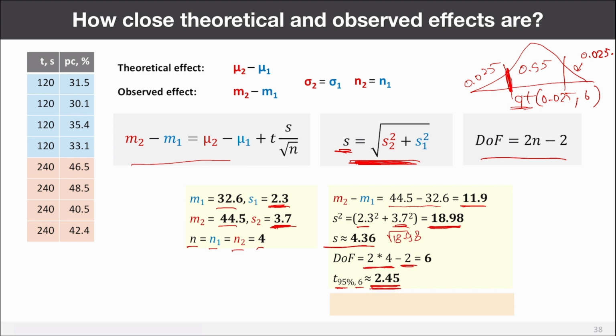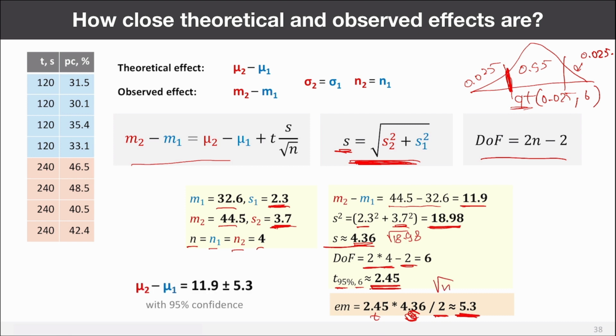And now we have everything to compute the confidence interval. We simply compute the error margin by taking the t-score, multiplying it by the pooled standard deviation, and then dividing it by the square root of n, right? So this is your error margin for 95% confidence, and now this is the confidence interval. So this is the expected effect. We observe 11.9. We expect it will be somewhere between 11.9 plus minus 5.3 with 95% confidence. So this is our expectation.